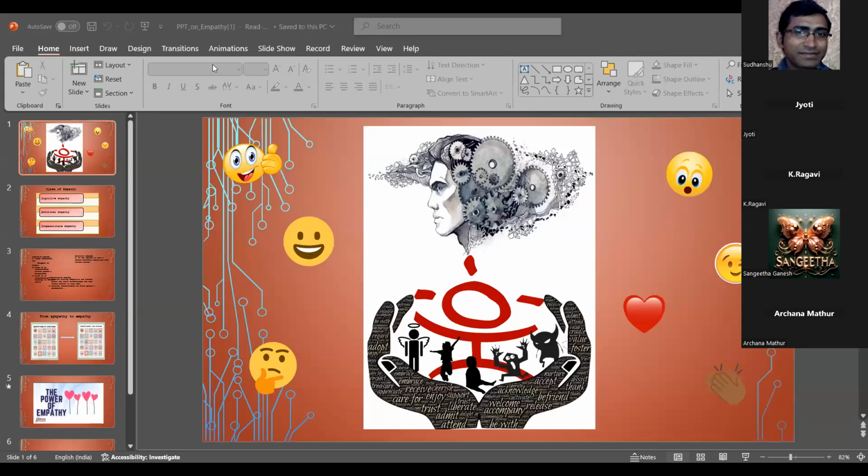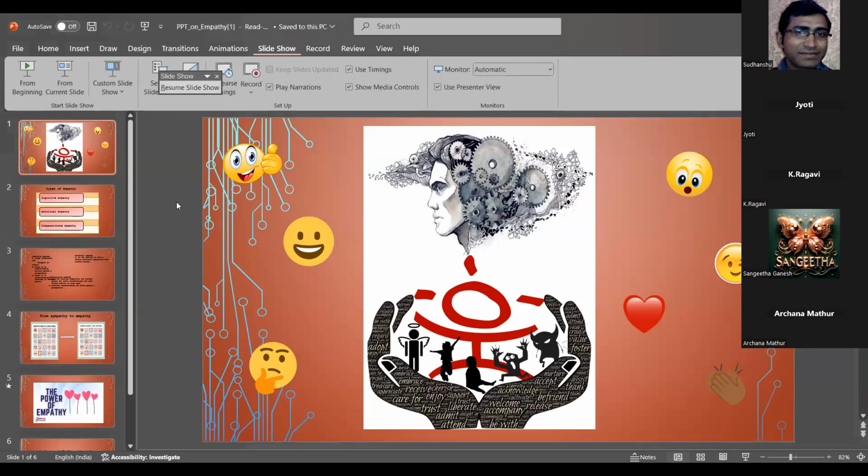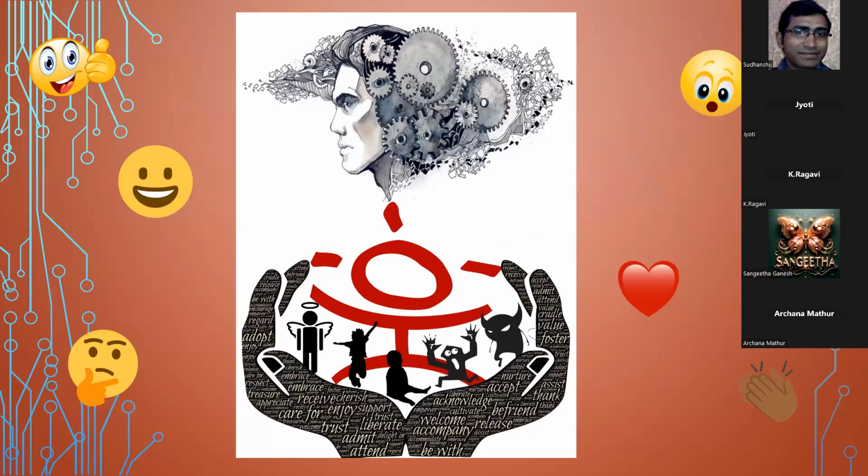So by the time sir is sharing the screen, let's have a quick review of what ma'am discussed till now. Ma'am spoke about understanding empathy, and I will connect what ma'am explained with my first slide. Here we can see certain emotions, the picture of a brain, and two hands holding all the people together. Being empathetic is a combination of all these three things.